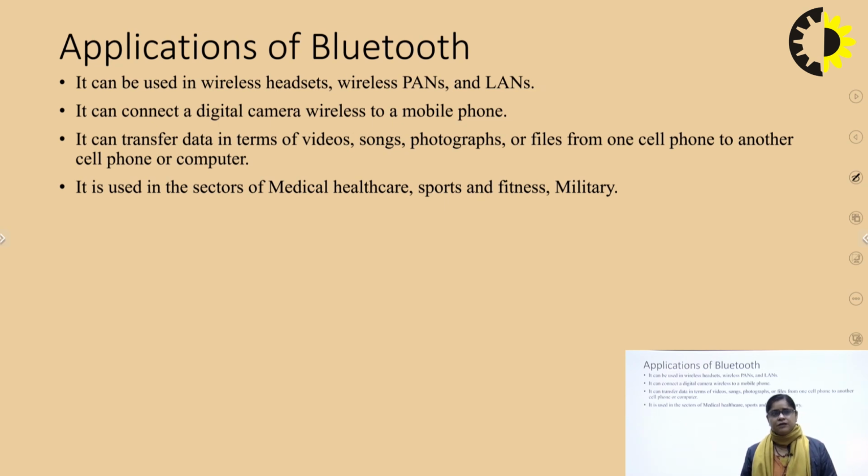Now, what are the applications of Bluetooth? It's very simple. Since Bluetooth uses a wireless headset, it can be a PAN and a LAN, that is, a personal area network or a local area network, right? It can connect our digital camera wirelessly with the mobile phone. We can transfer any type of data to another phone or the computer by using the Bluetooth connection, that is your video, songs, photographs, files, any type of data we can send.